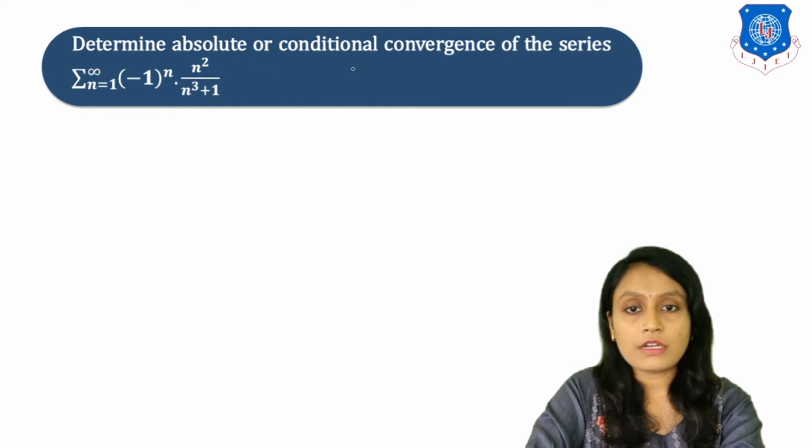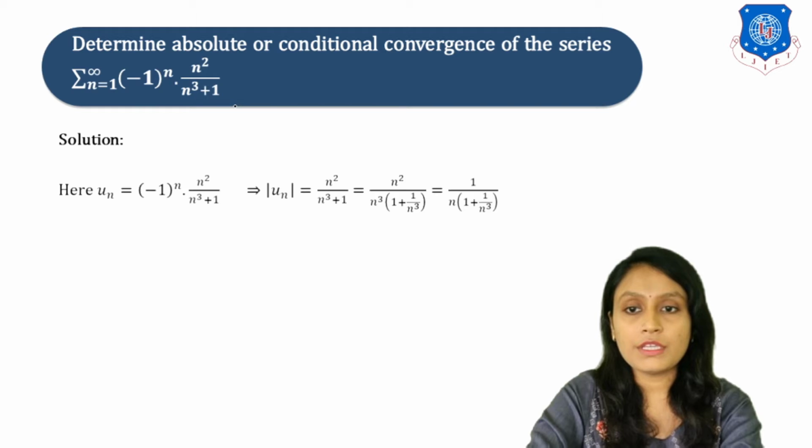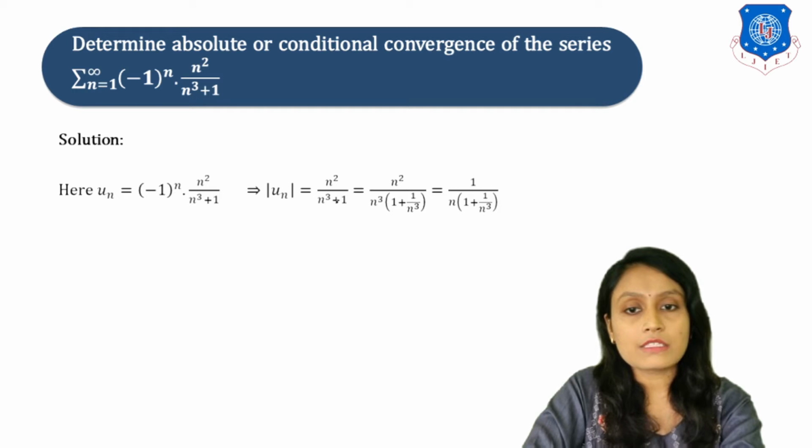Determine absolute or conditional convergence of the series (minus 1) raised to n into n square upon n cube plus 1. So here Un is given, that is (minus 1) raised to n into n square upon n cube plus 1. Firstly, we will write down mod Un. So for mod Un we have to take only positive terms, right? So we will write just n square upon n cube plus 1.